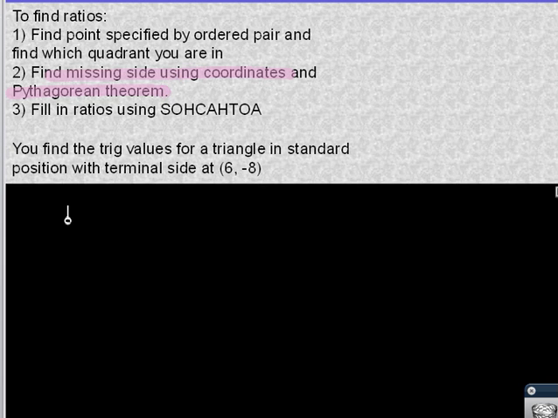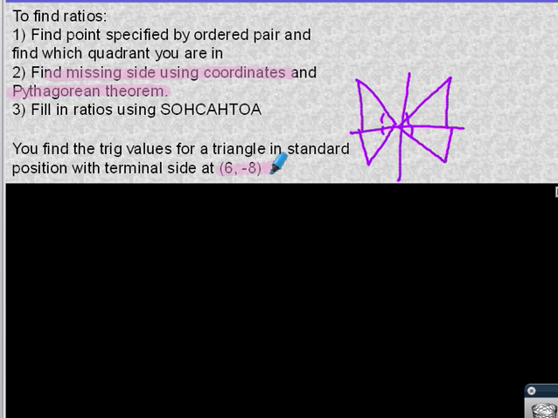So this is one that you should try. Find the trig values for a triangle in standard position, and that just means that the vertex is at the origin, it doesn't matter what quadrant, but you can see the angles' vertices are all at the origin. So coordinates are 6, negative 8. You should try that and make sure you know how to do that.